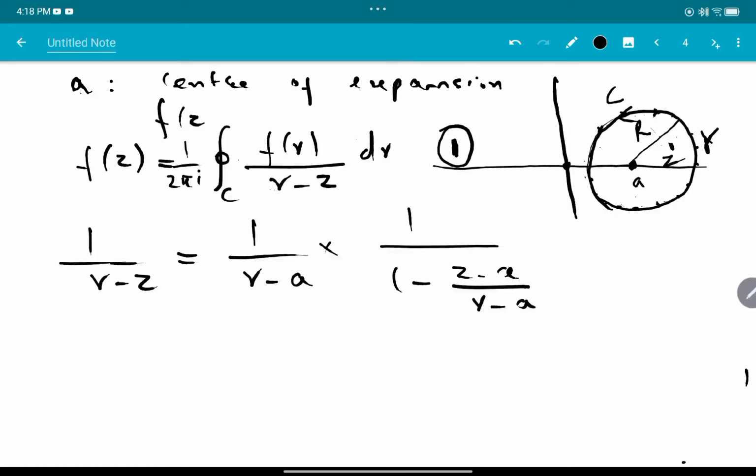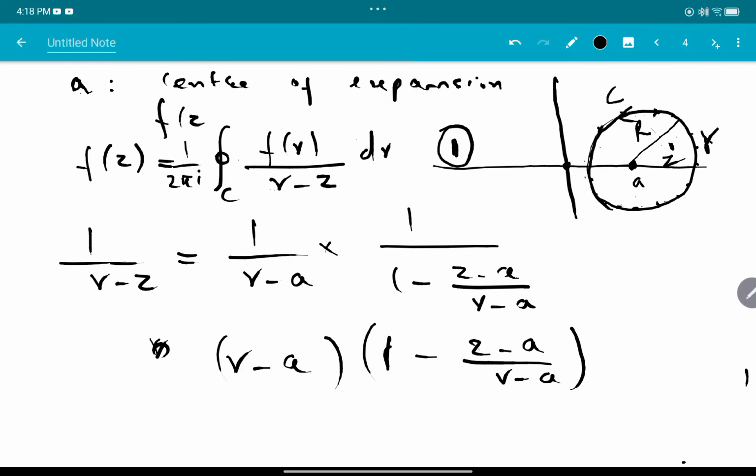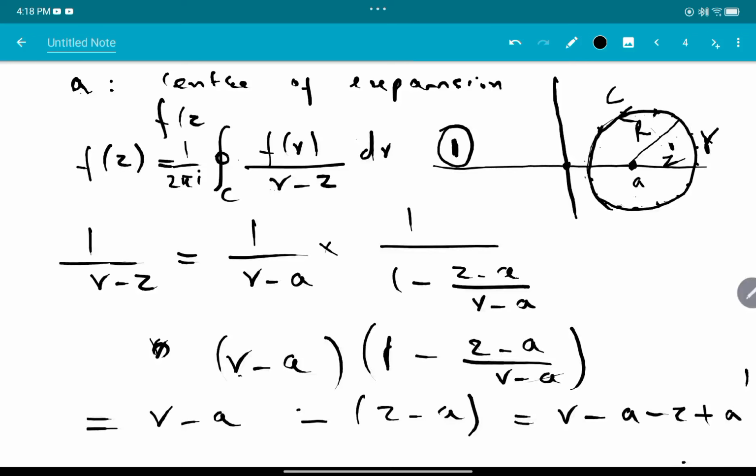But first, let me show you that this is the same. I will take this gamma minus a in the denominator and multiply that by 1 minus (z minus a) divided by (gamma minus a). If I do that, I have gamma minus a into 1, minus gamma minus a into (z minus a) over (gamma minus a), that will cancel, and you will have gamma minus a minus z plus a. Yes, a and a will go. You will have gamma minus z. So this is exactly equal to gamma minus z.